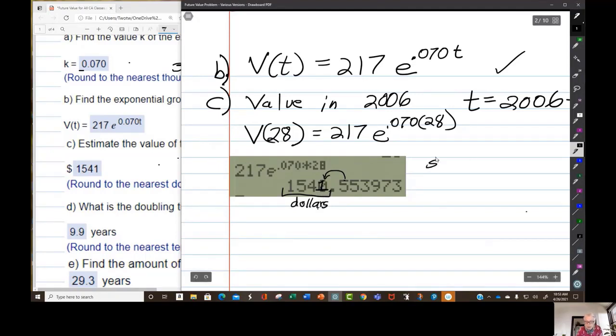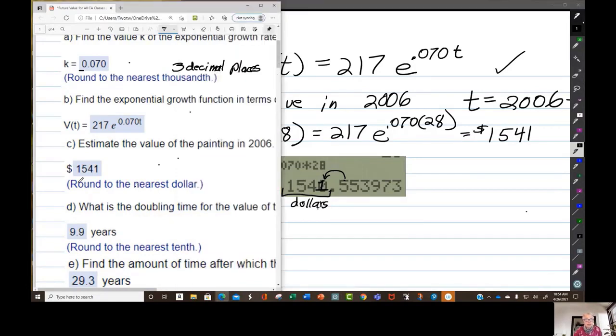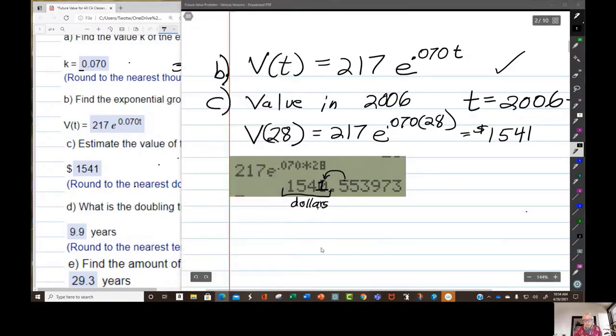So the value in 28 years is going to be 1,541 dollars, and that's all you write, no cents. It didn't say no cents, it just said round to the nearest dollar. So that's what we do.